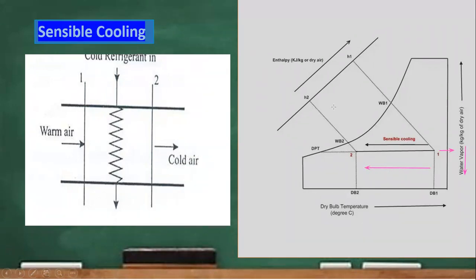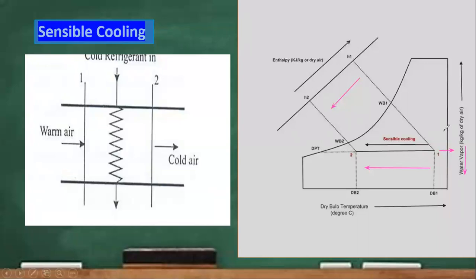And the third point is the enthalpy. At point number 1 the enthalpy is H1. Here the enthalpy is the highest value. As you go downward on this line, the enthalpy decreases. So the conclusion is, during the sensible cooling process, enthalpy also decreases. And then you take the relative humidity.